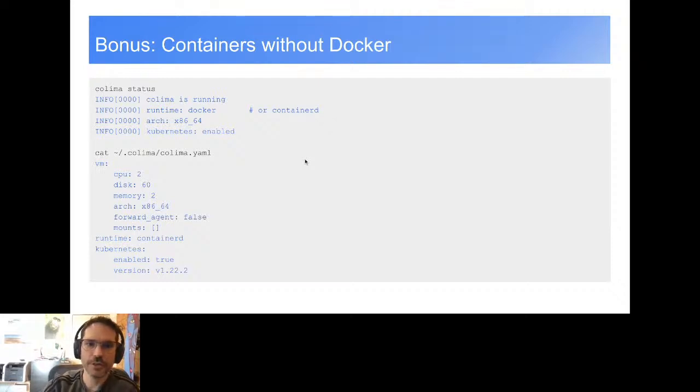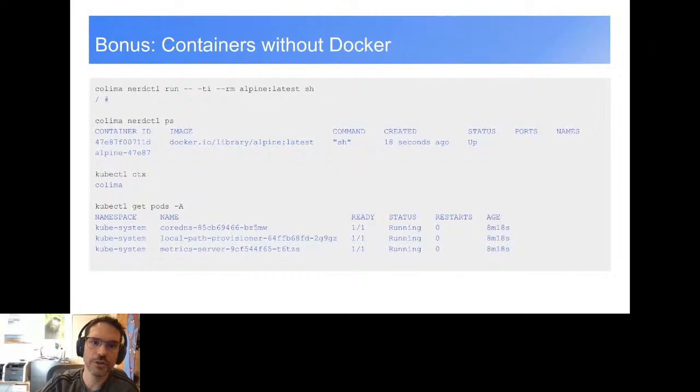If you're not using Docker, then Colima is also providing the nerdctl command, so you don't have to install nerdctl. Know that it's just brew install nerdctl if you need it, but Colima is bundling that for you. So instead of using Docker do something, it's colima nerdctl, for example, colima nerdctl ps. And if you start Kubernetes, then kubectl ctx will give you a new context named colima, with things like CoreDNS and metrics server running by default.